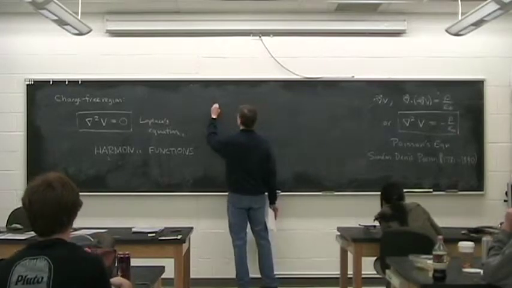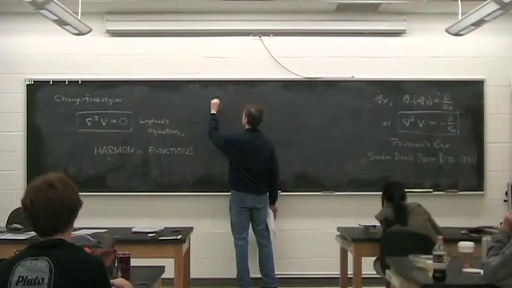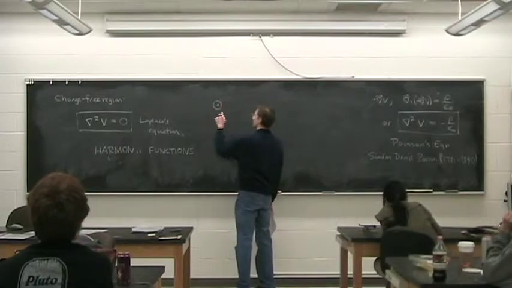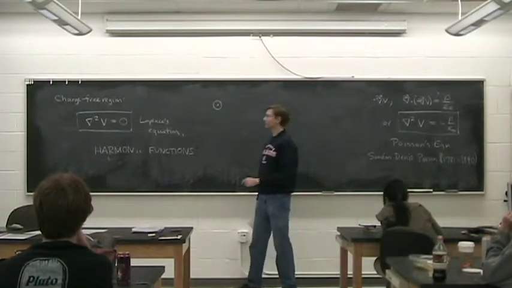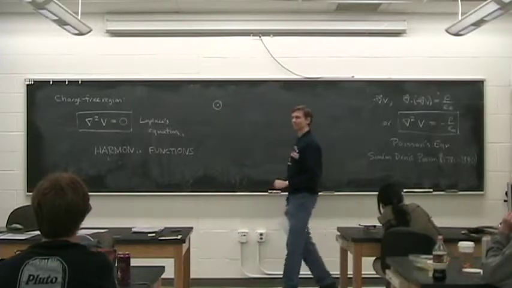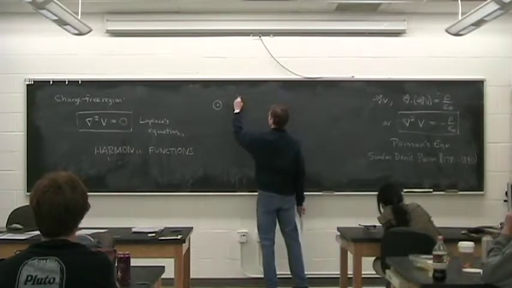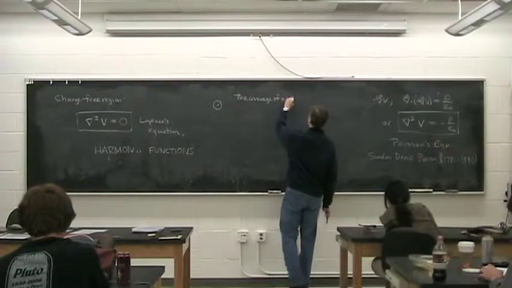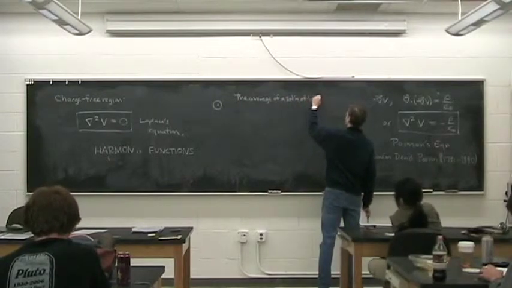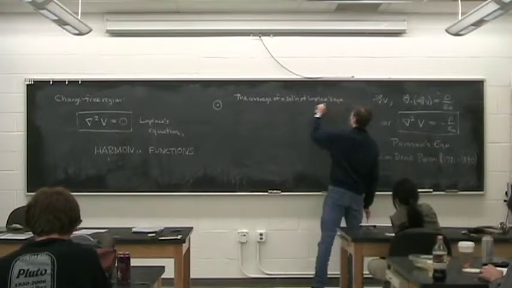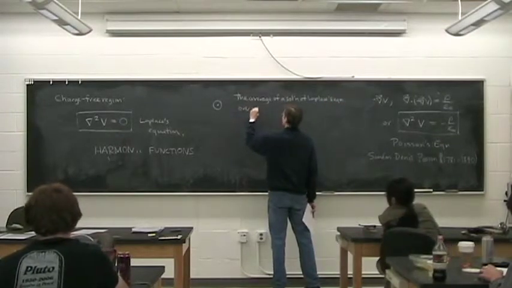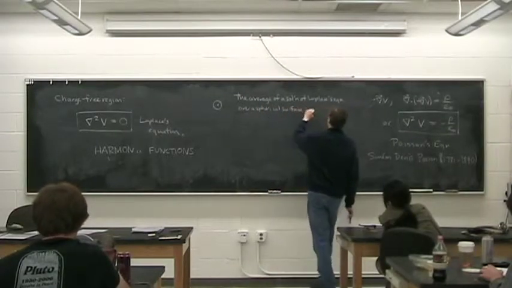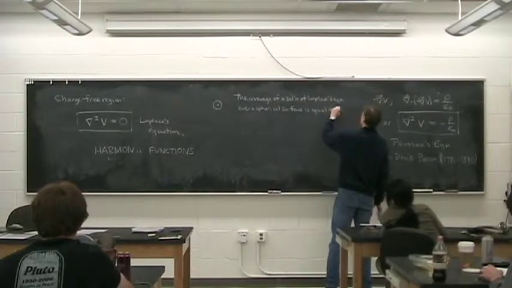If I take any point and I put a sphere surrounding that point of any radius whatsoever, then if I average the solution over the surface of the sphere, that's equal to the value at the center of the sphere. A remarkable property. The average of a solution of Laplace's equation over a spherical surface is equal to the value at the center.